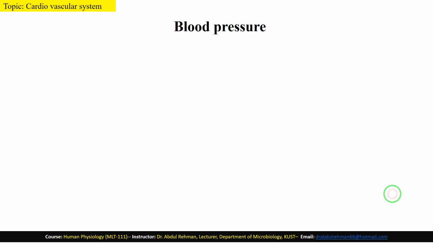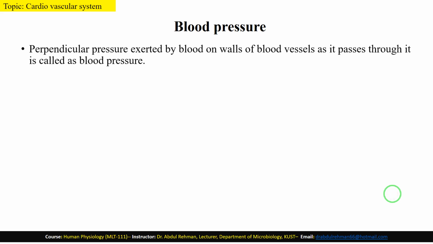Let's start today's lecture. Blood pressure. As discussed earlier, blood pressure is the pressure exerted by blood on the walls of the blood vessels when it passes through them. Or in other words, blood pressure is the force that moves blood through our circulatory system. It is an important factor because oxygen and nutrients would not be pushed around our circulatory system to nourish tissues and organs without blood pressure.